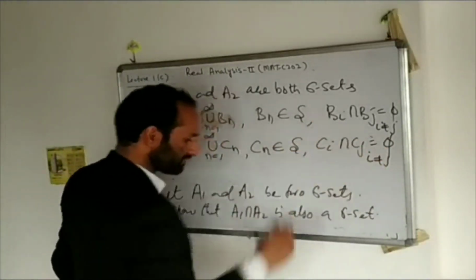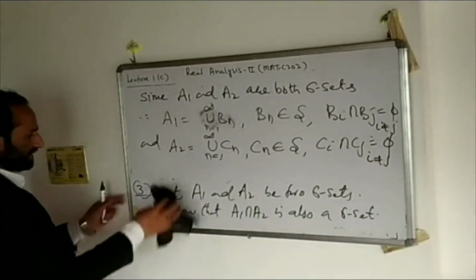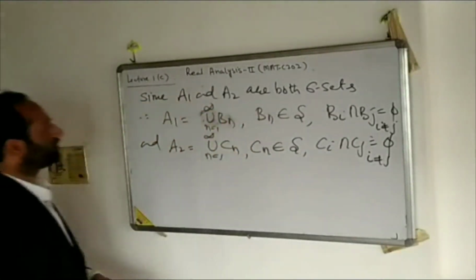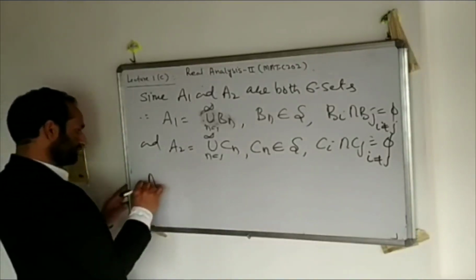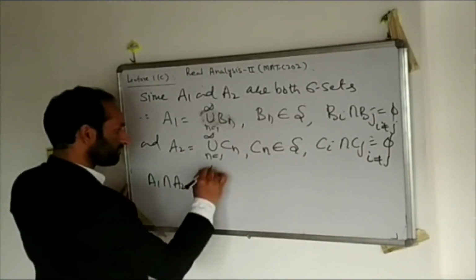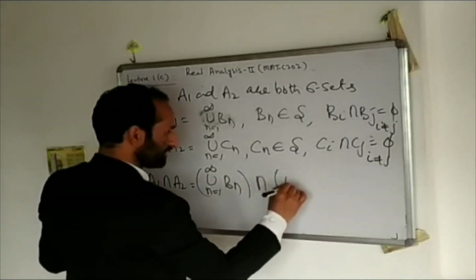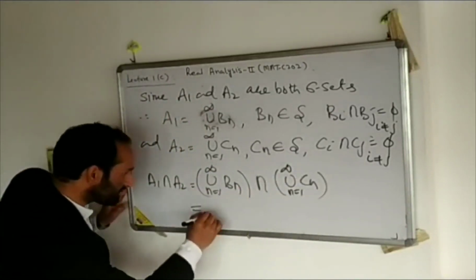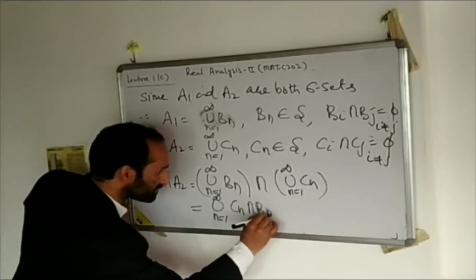For i not equal to j, A1 and A2 are sigma sets, so we can write these sets as countable unions. Now we check the intersection. What's A1 intersection A2? It is equal to the union, n runs from 1 to infinity, of Bn, intersection the union, n runs from 1 to infinity, of Cn, and you can write it as the union, n runs from 1 to infinity, of Cn intersection Bn.